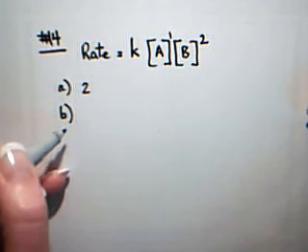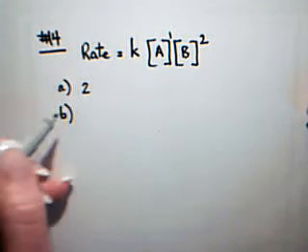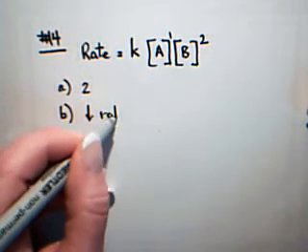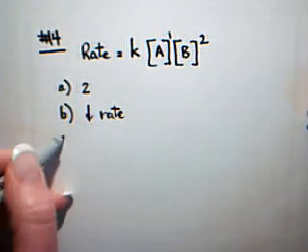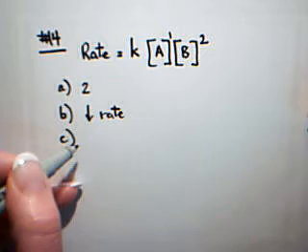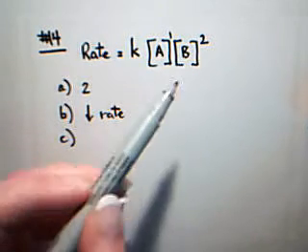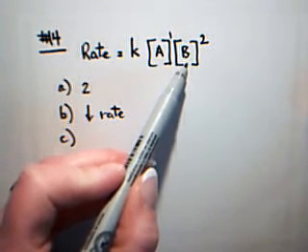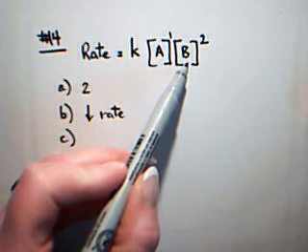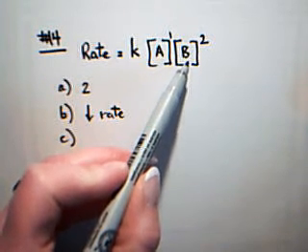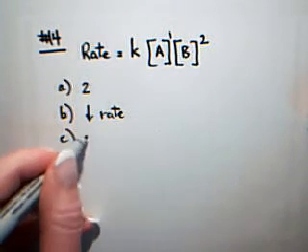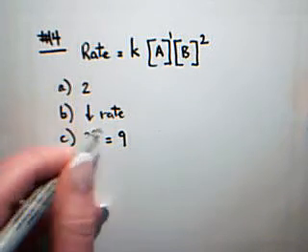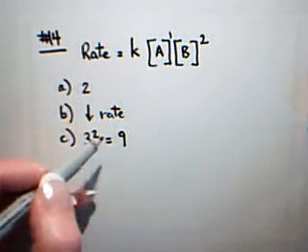In B, it says lowering the temperature. Well, I know that if I lower the temperature, I will definitely lower the rate. C says tripling B. All right, tripling B. So if I change B by a factor of 3, the rate will change by a factor of 3 squared. And that would be a factor of 9. So far that's my biggest effect, really.